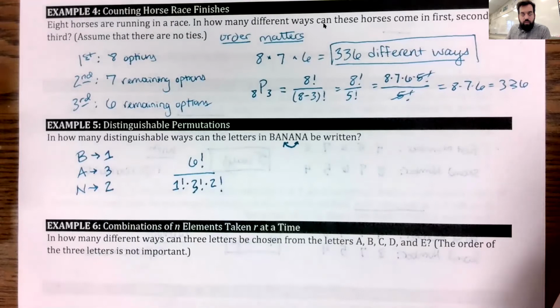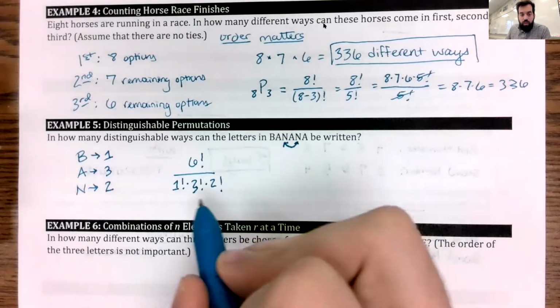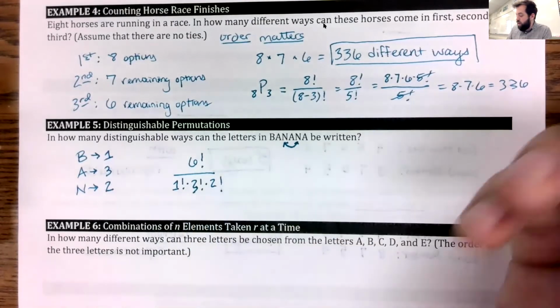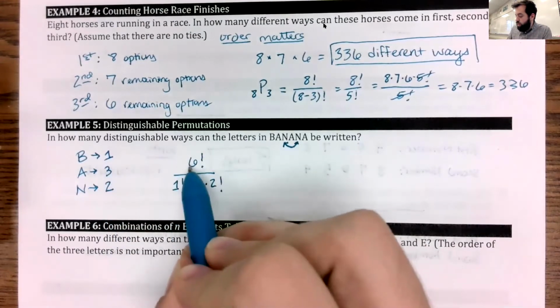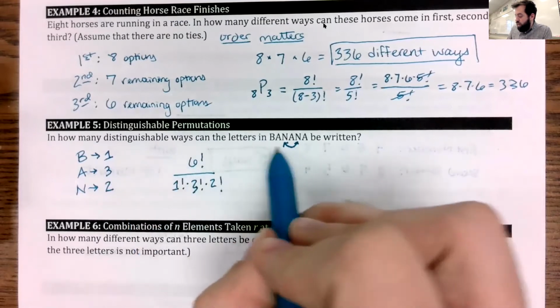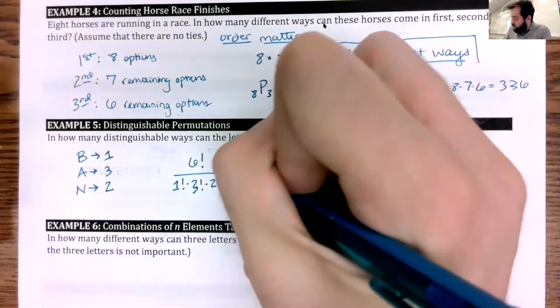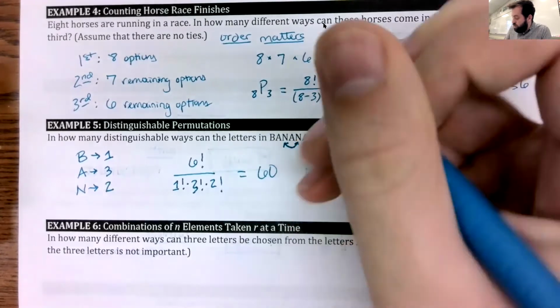So we do 6 times 5 times 4 times 3 times 2 times 1 on top, and then 1 times 3 times 2 times 1 times 2 times 1 on the bottom. That's dividing out all of the permutations from the top where the A's or the N's are just switched around. So that's a total of 60 distinguishable permutations.